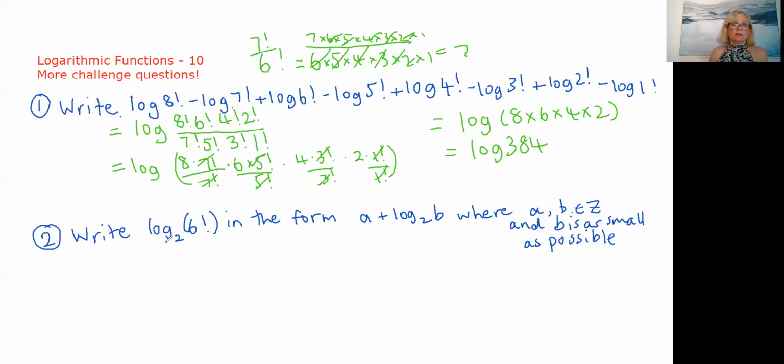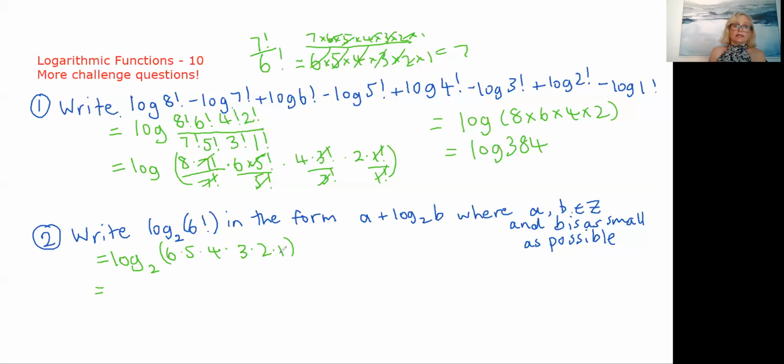All right, this next one. Write log of 6 factorial to base 2 in the form a plus log of b to base 2, where a and b are both integers and b is as small as possible. So we want to have that as small as possible. Let's think about this. So log of 6 factorial to base 2. 6 factorial is 6 by 5 by 4 by 3 by 2 by 1.